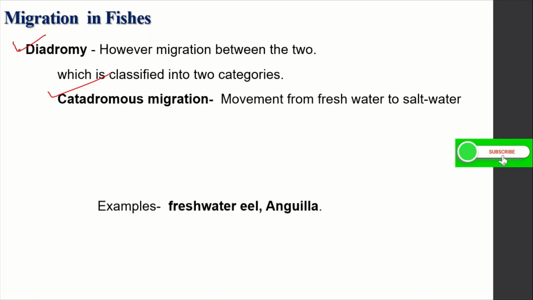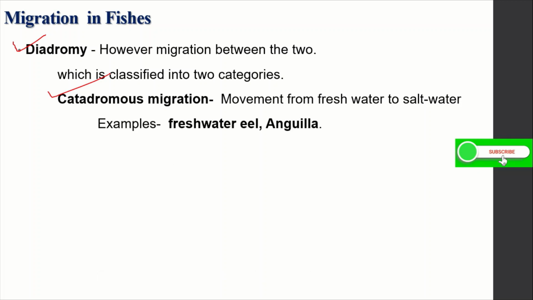An example of catadromous migration is found in the freshwater fish Anguilla. In Anguilla, this type of catadromous migration is found, that is the movement of fishes from freshwater areas to saltwater areas. So this freshwater eel moves from freshwater resources, the rivers, towards the sea for the purpose of spawning.